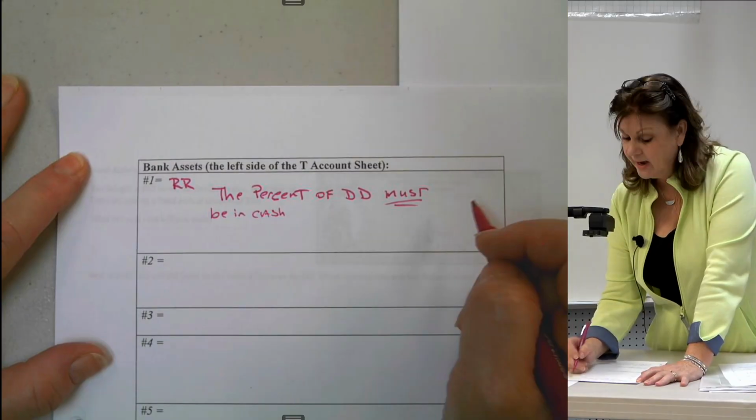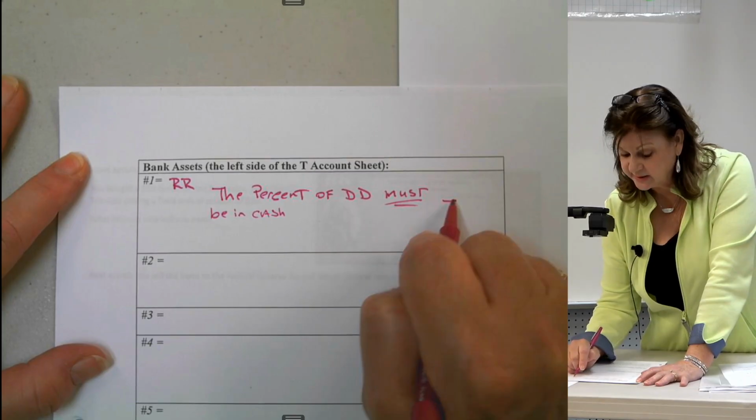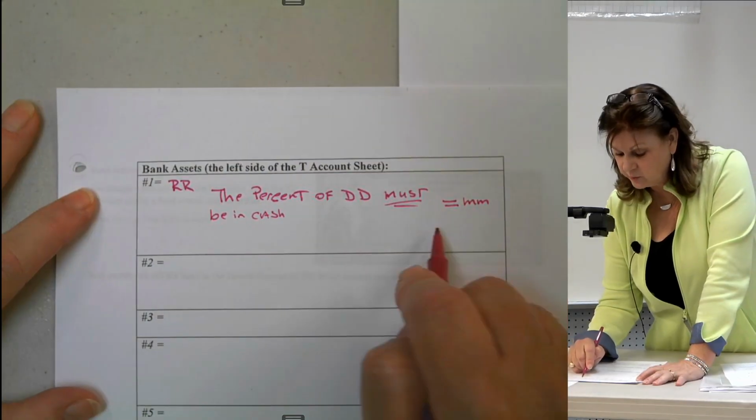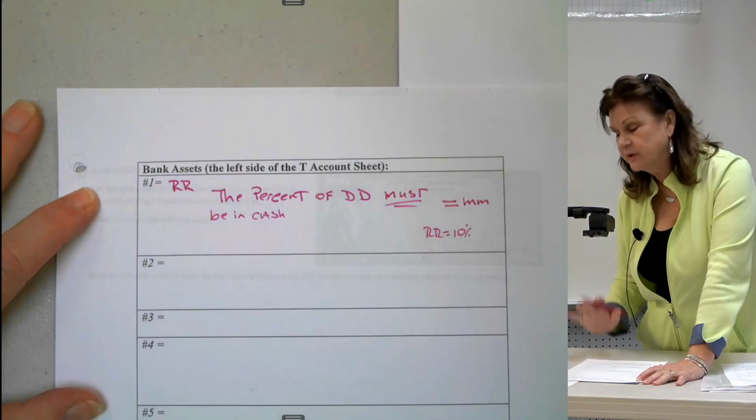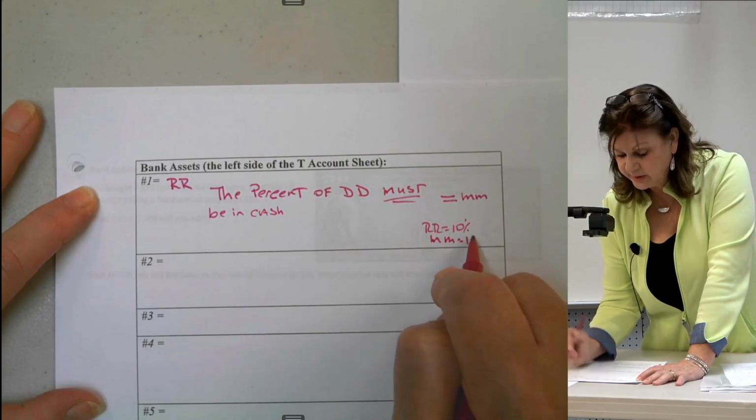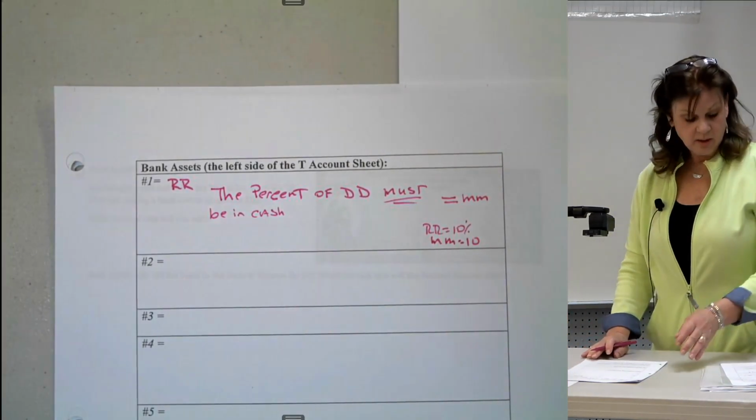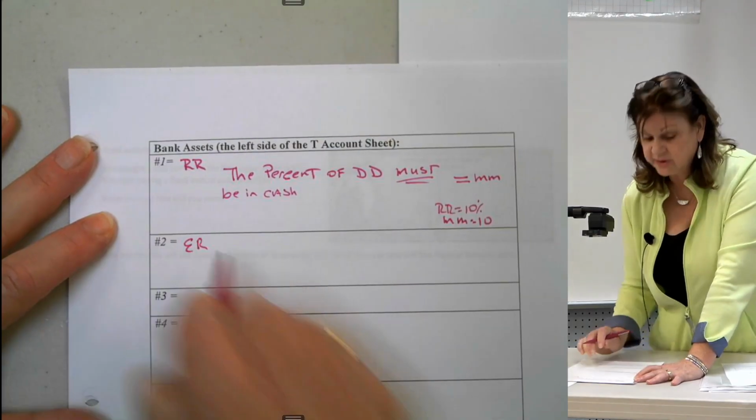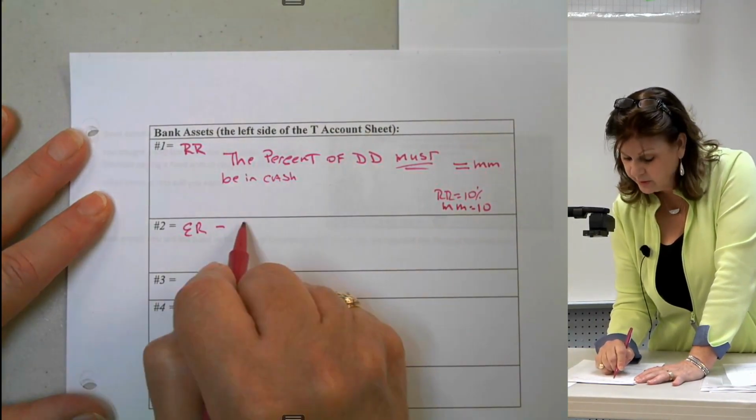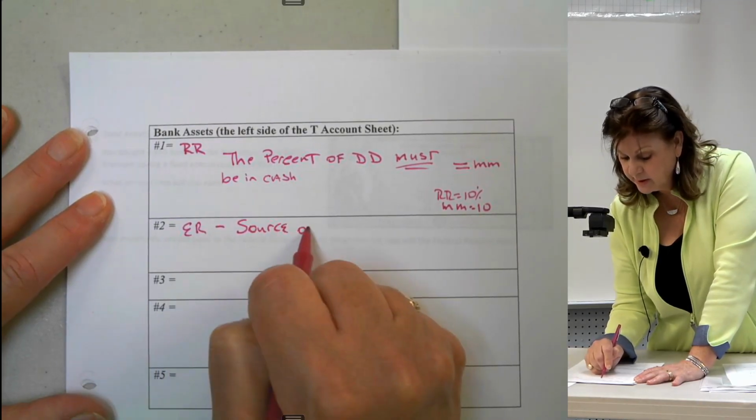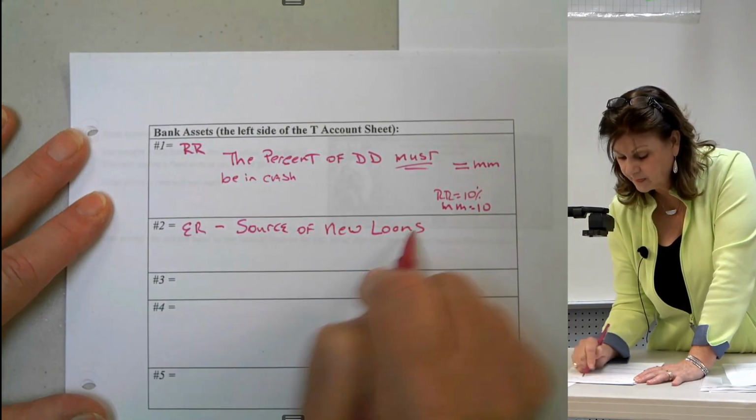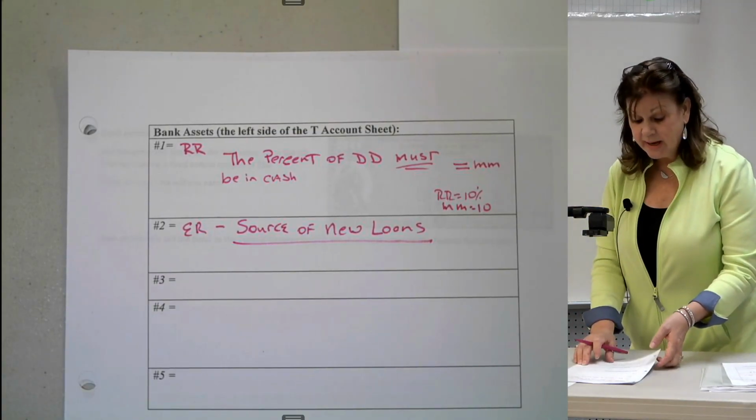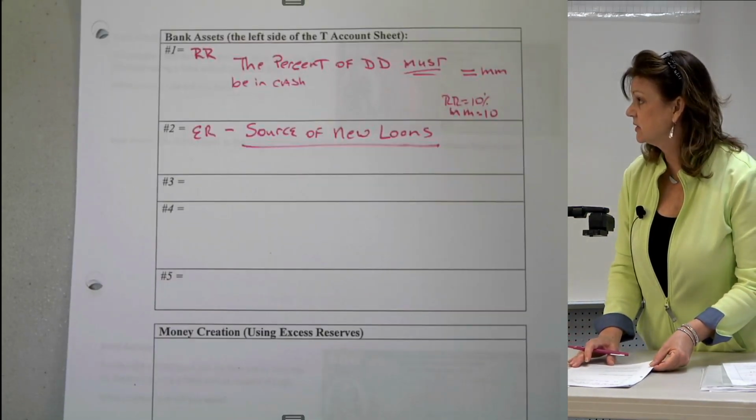And remember, your money multiplier goes hand in glove with this. We take however many times our reserve requirement goes into 100, and that's our money multiplier. So again, if the reserve requirement is 10%, 10 goes into 100 10 times, your money multiplier will be 10, and so on and so on. All right. The deposit you put in goes into required reserves and excess reserves, ER. This is our source of new loans. This is where the money actually gets created. So the lower the reserve requirement, the more the banks can lend out, and the more money is going through the system. So this is an important part right here.